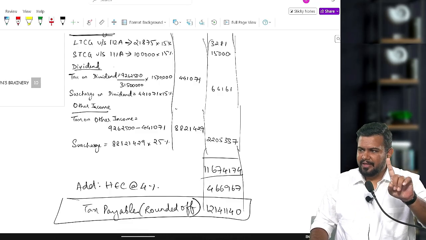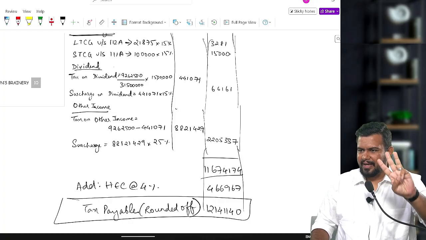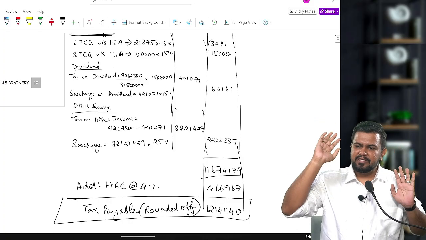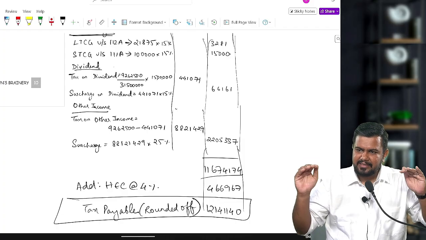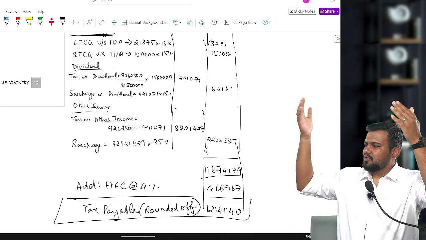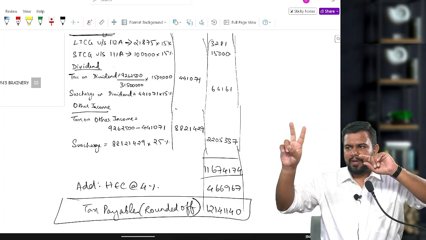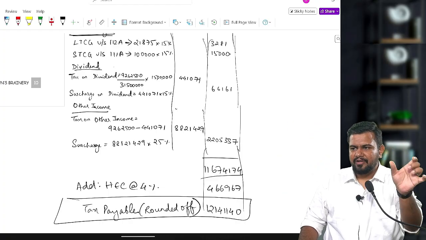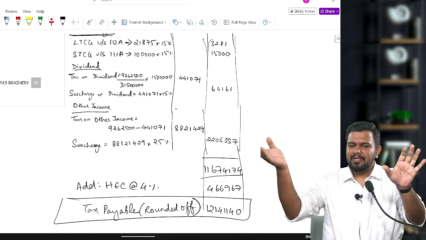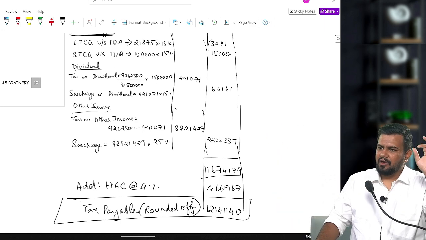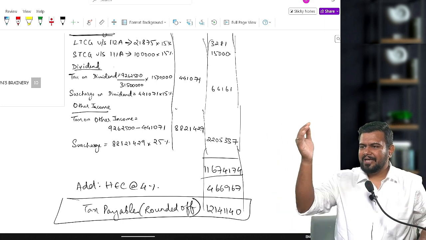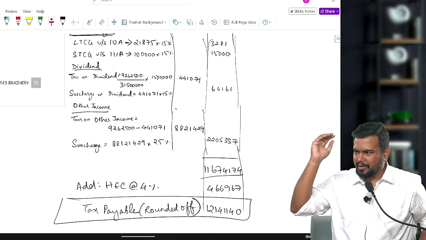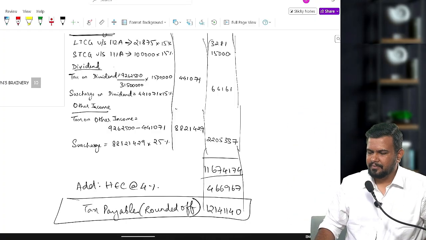So for 111A, 112, 112A and dividend, for these four types of income, the maximum surcharge is 15%. Hence, if the total income is greater than 2 crores, divide the income into two parts. The first part is dividend, 111A, 112, 112A income. The second part is other income. On the first part, always provide 15%. On the second part, up to 2 crores 15, above 2 crores 25, above 5 crores 37.